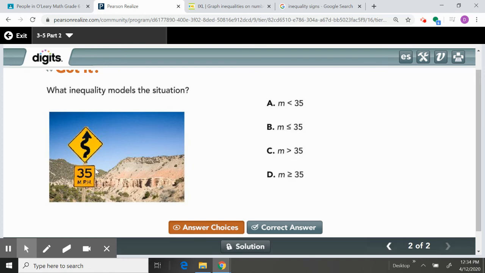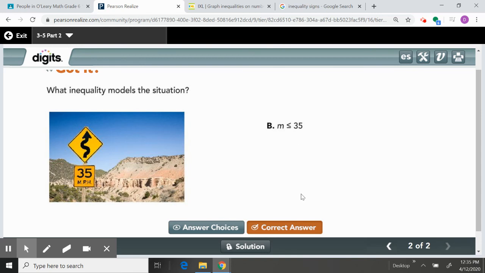Do I want to be greater than 35 miles per hour? Do I want to be faster? No way. So right away, I know I can eliminate those because those tell me that I can be greater than 35 miles an hour. Not a good idea, but I can be less than 35 miles an hour. But it doesn't tell me that it has to be less than 35. It looks like I could also be 35 miles an hour as long as I don't go over it. So I could be less than or equal to 35 miles an hour. So I'm assuming that it's going to be B. All right, and I was correct. Woohoo! Feeling pretty good about myself.